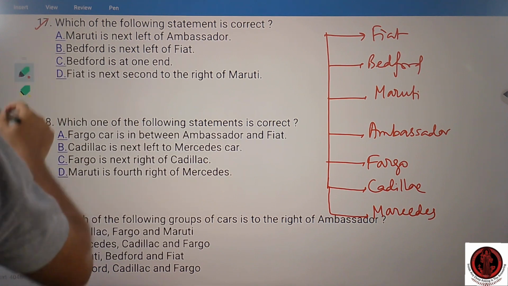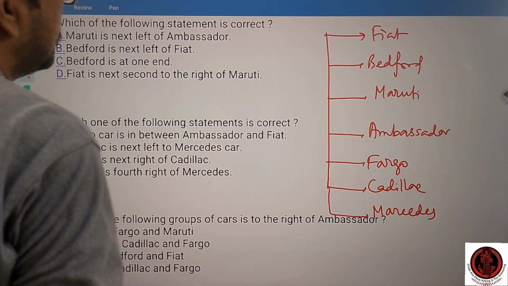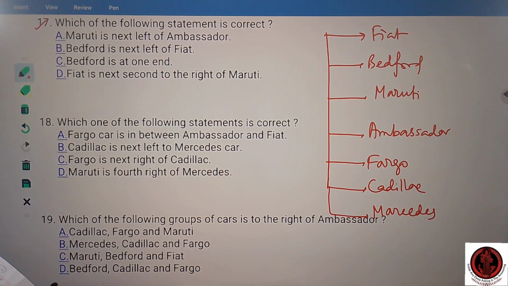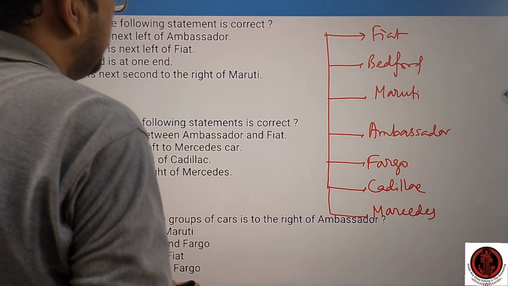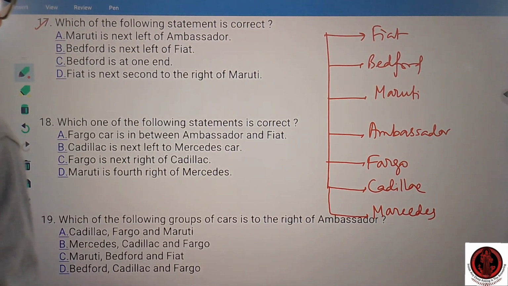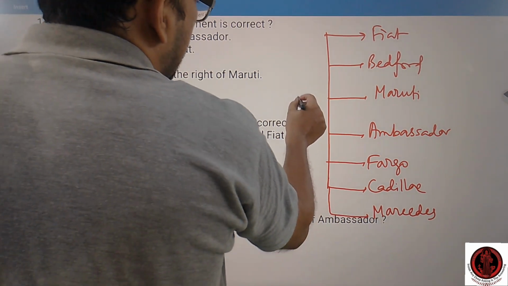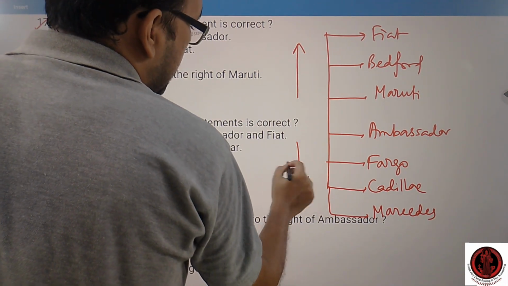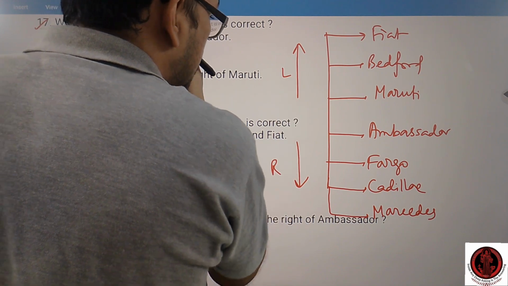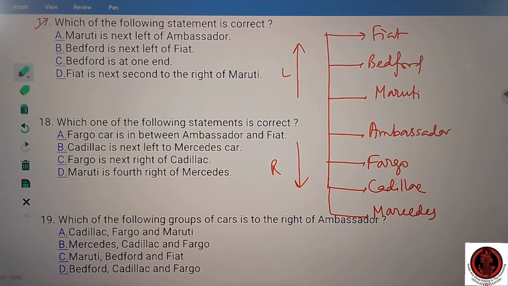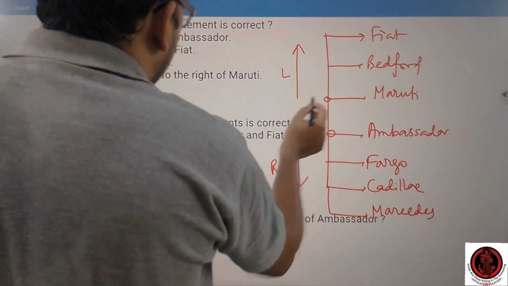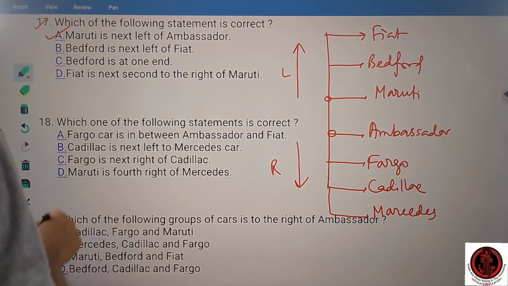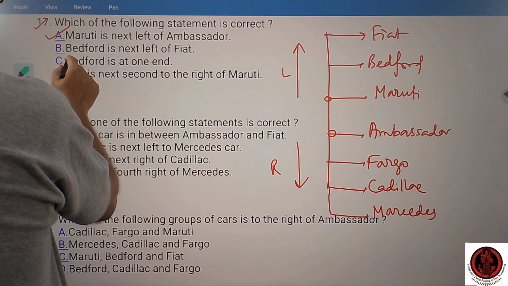Now question number 17. Which of the following statements is correct? First, Maruti is next left of Ambassador. Now the upper one is left, the lower one is right. So Maruti is next left of Ambassador, Ambassador this one, Maruti this one. So Maruti is left of Ambassador. This is actually correct. Remaining all are wrong.